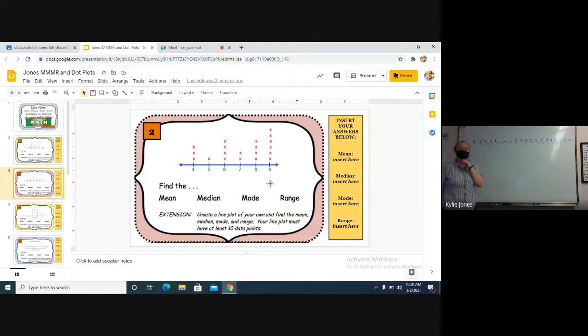Good. I'm glad. Now that we have all of our numbers, what do we do? We have to find our mean, median, mode, and range. What should we start with? Adding. Let's start with the mean. Go ahead and start adding all of these together.